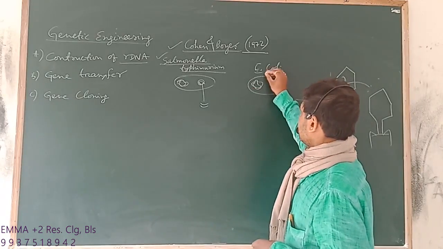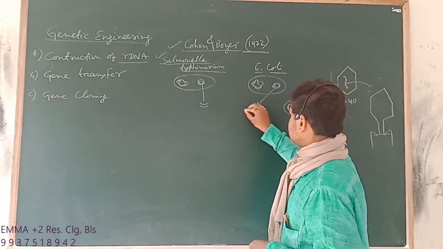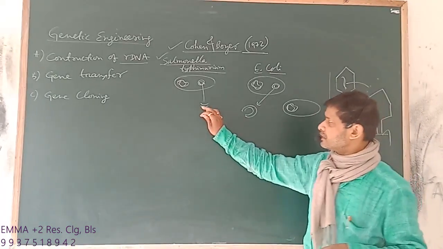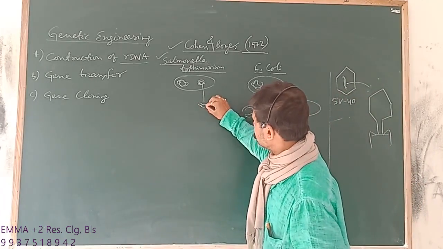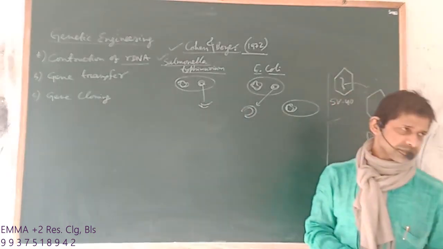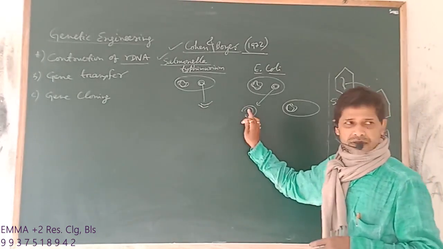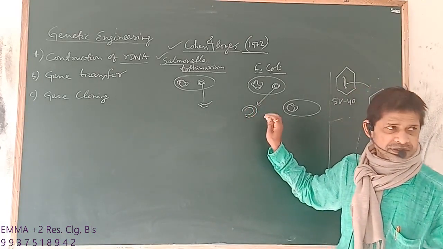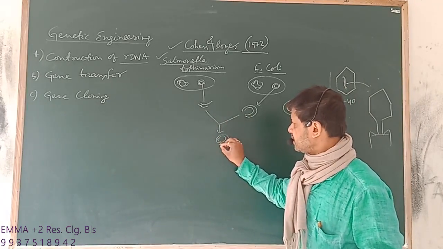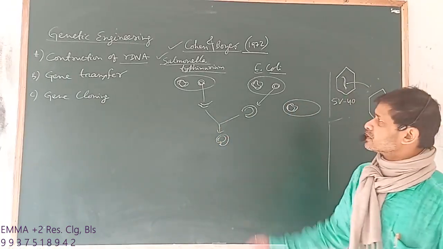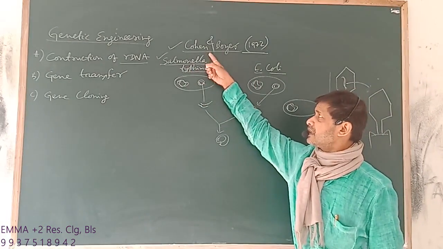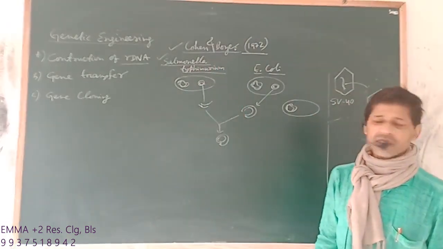And again they isolated one plasmid DNA from E. coli. By means of restriction endonuclease, they cut both DNA. So what did they get? They got sticky ends in both DNA. So by ligation, with the enzyme DNA ligase, ultimately they successfully constructed recombinant DNA. So what are the two DNA sources for construction of rDNA by Herbert Boyer and Cohen?